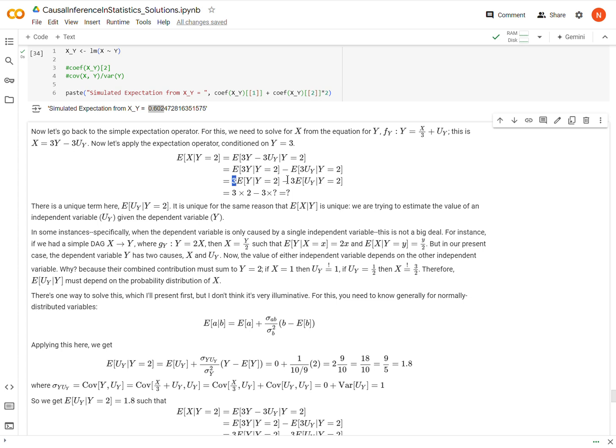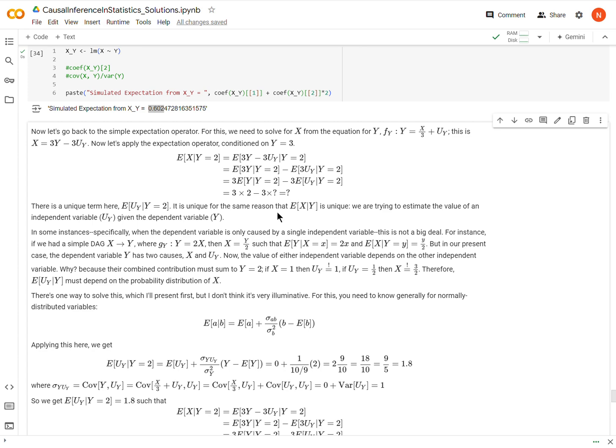Now I have 3 times, and this is where things get sticky, the expected value of u of y given y equals 2. Your first instinct might be to say, well, 0, right? Because we're told that u of y is distributed normally with a mean of 0. But that's not correct here. I'm going to explain why that's not correct.